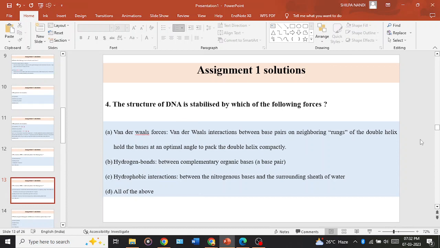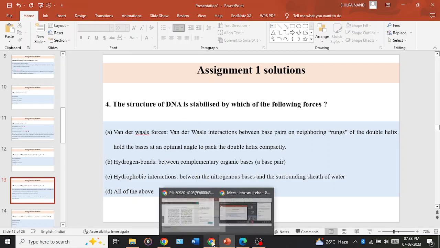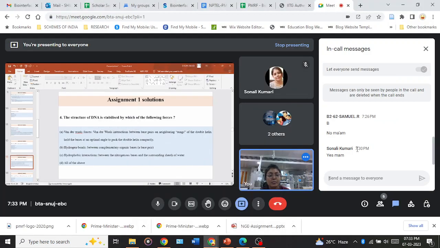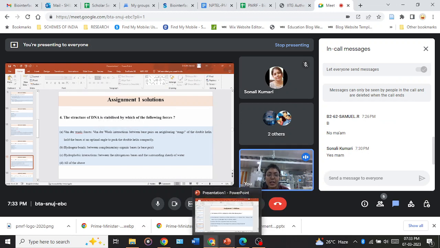So next is hydrophobic interaction. These are present between the nitrogenous bases as well as the surrounding sheath of water. So I guess it's now clear that all of the above options were true, and all the three forces are helping in the stabilization of the structure of DNA. Fine. Okay. So now let's move on to the next question.